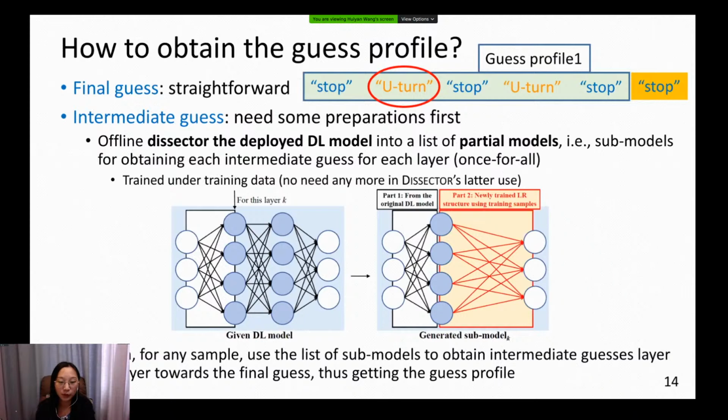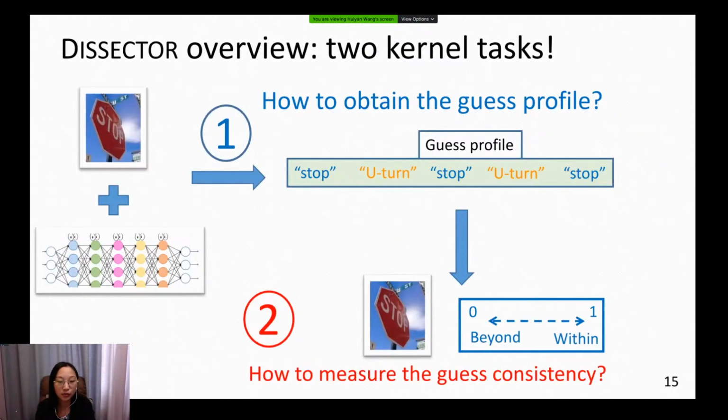After such preparation offline, this trained submodel can be used for any sample to get its intermediate gases. And now we move to task 2. With such preparation of gas profile, how can we measure its gas consistency now?